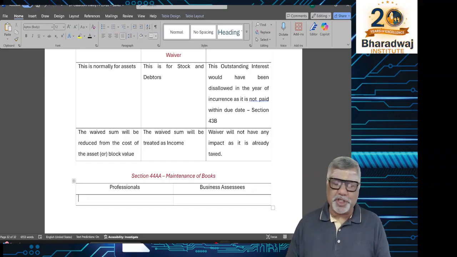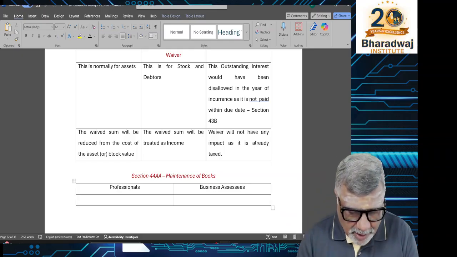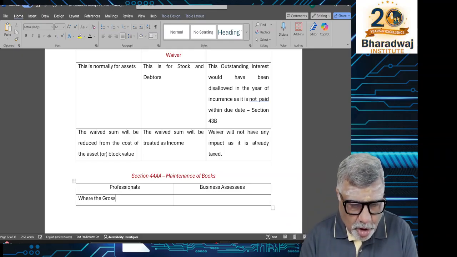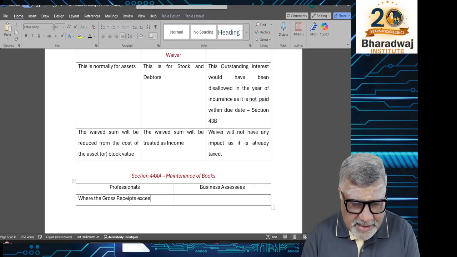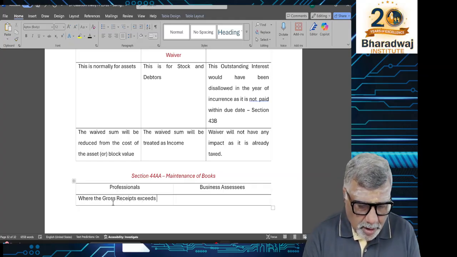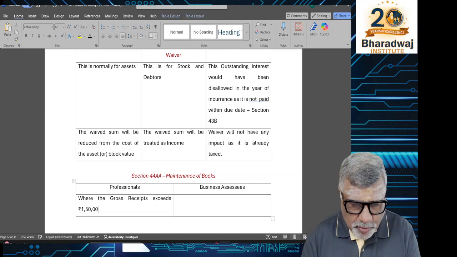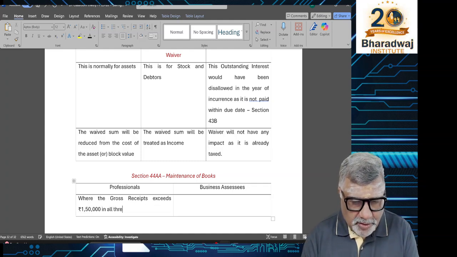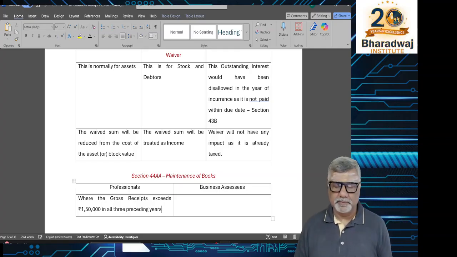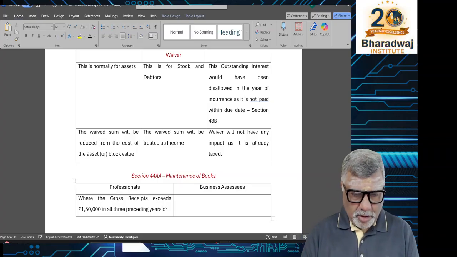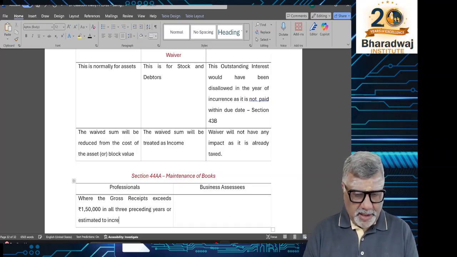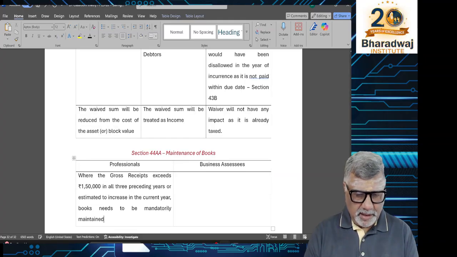In various other sections, you are going to see this, where the gross receipts exceed rupees 1,50,000 in all three preceding years, or are estimated to exceed in the current year, books need to be mandatorily maintained.